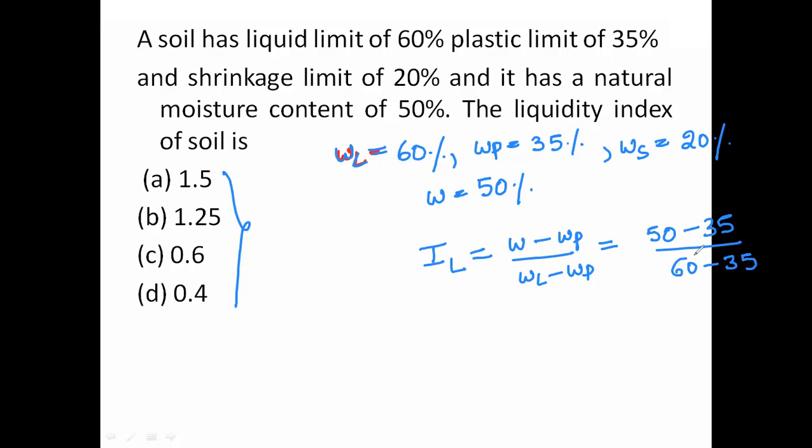So this is 15, and this is 25. 5 3s are 15, 5 5s are 25. So the answer is 0.6. Therefore, the liquidity index will be 0.6.